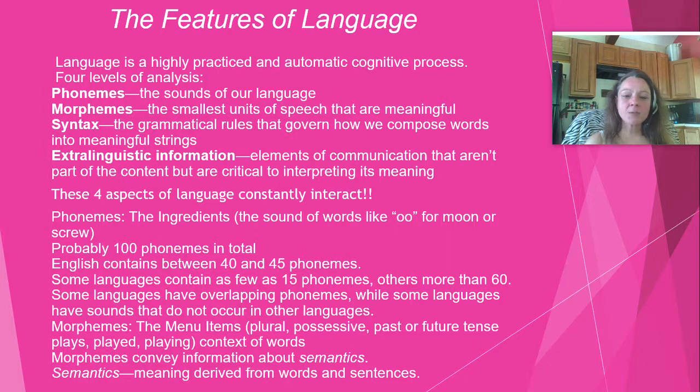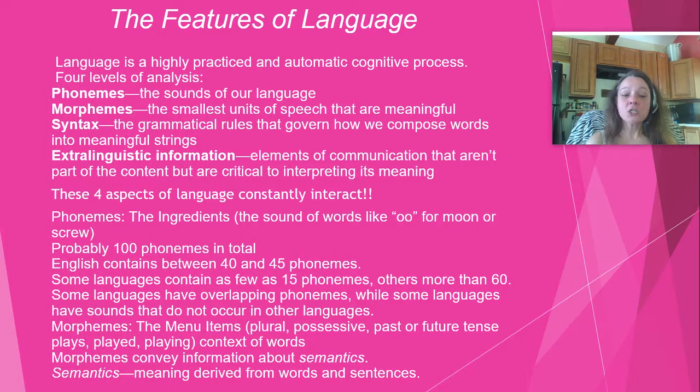With English, we have between about 40, 45. We see some languages that have less than that, maybe even just 15. Others have 60 or more. Some languages have those overlapping phonemes, and some languages have sounds that don't occur in other languages, and we'll talk a little bit about that in a minute here too.